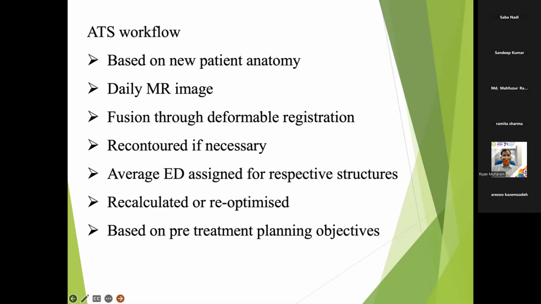If you talk about the adapt to shape workflow, it is based on the new patient anatomy, daily MR image, fusion through deformable image registration, reconfiguration, average electron density assigned for respective structures, and then recalculated or reoptimized based on pre-treatment planning objectives.